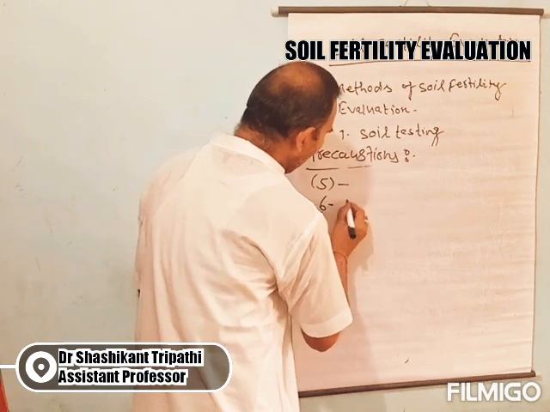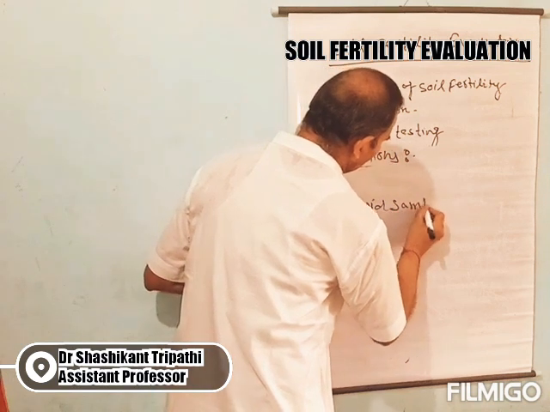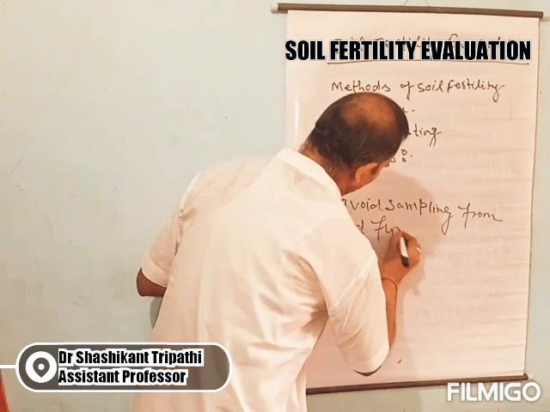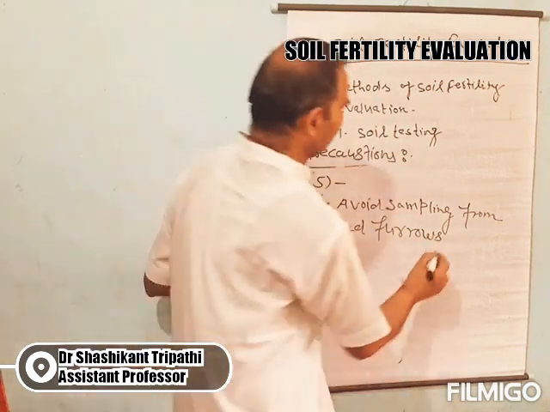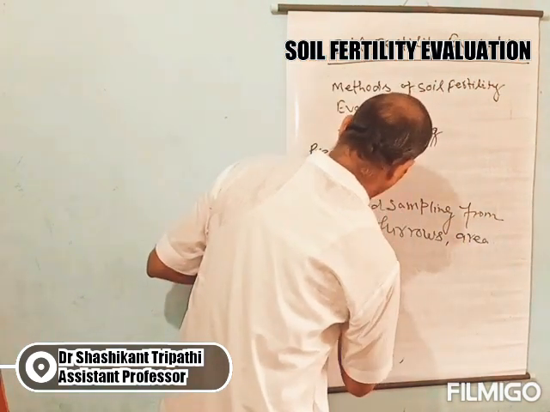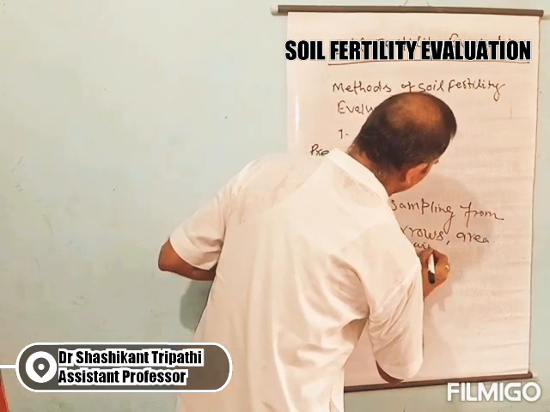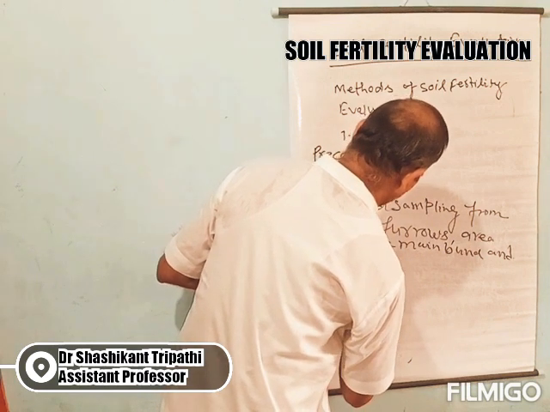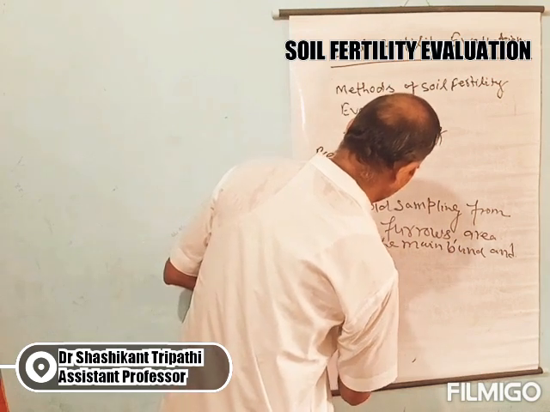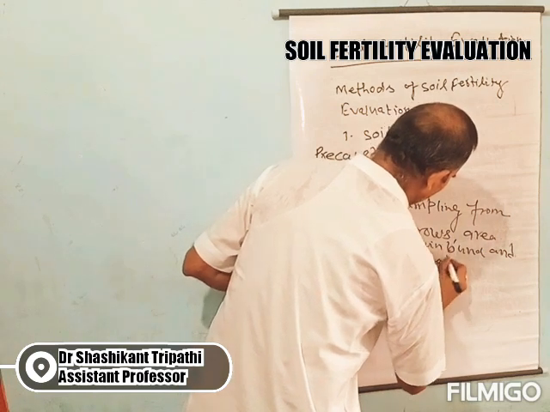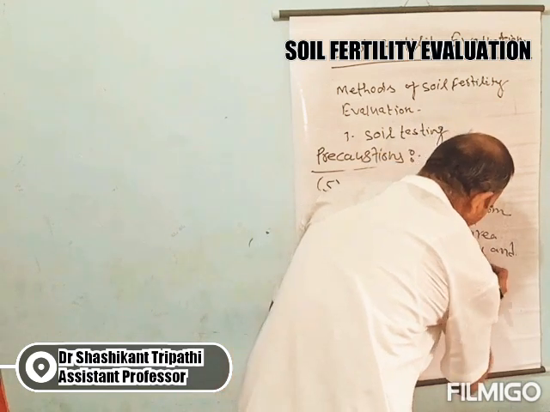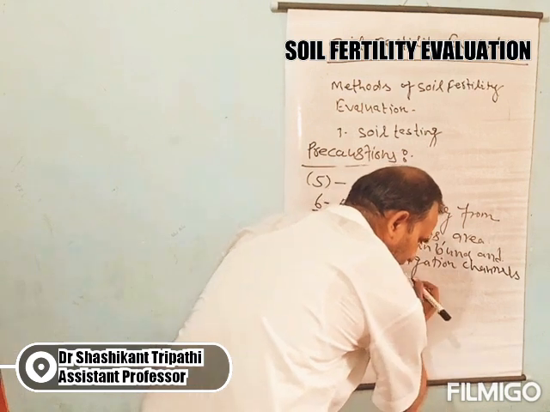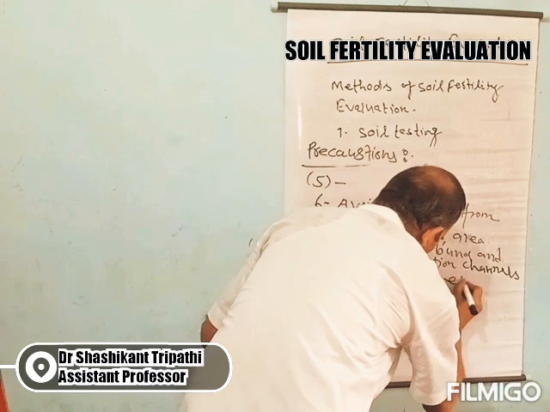Next one is to avoid sampling from dead furrows, area near the main trees, irrigation channel, manure heap, etc.